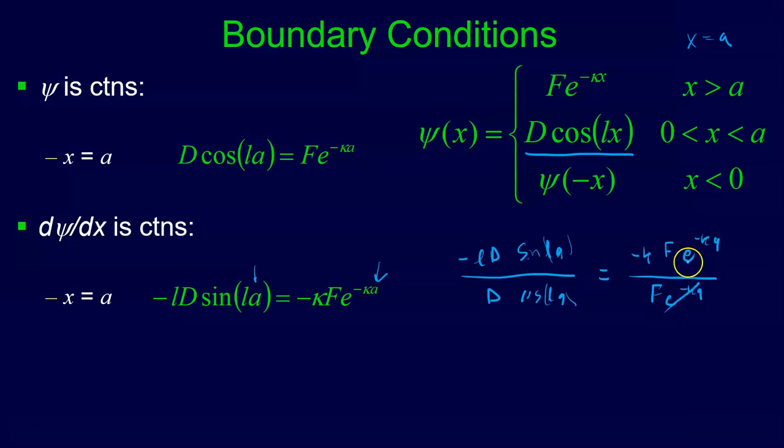And so what's really nice is these pieces cancel. We can cancel out the negative signs, and we're left with this here: L times tangent of La is equal to kappa. And again, if you remember, the L and the kappa are functions that depend on the energy. And so actually we've finished now, but it's a little bit more complicated, as this turns out to be quite a beast to figure out. So let's move on to that.